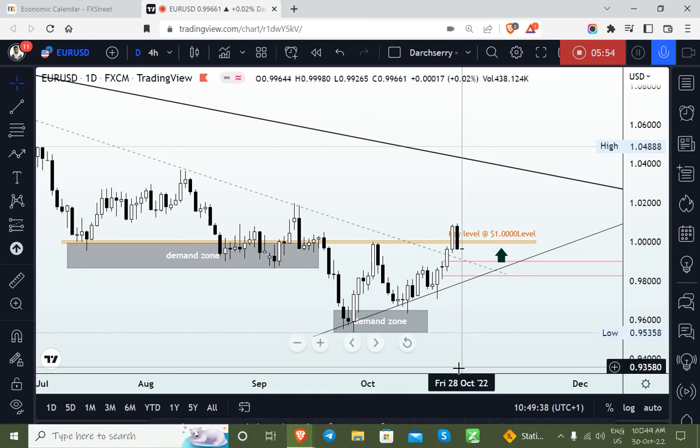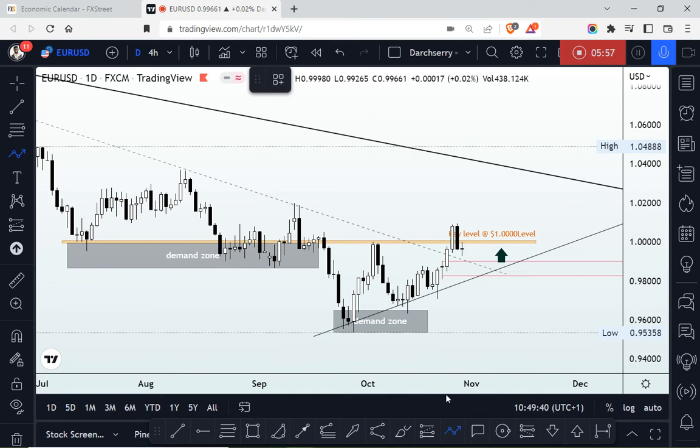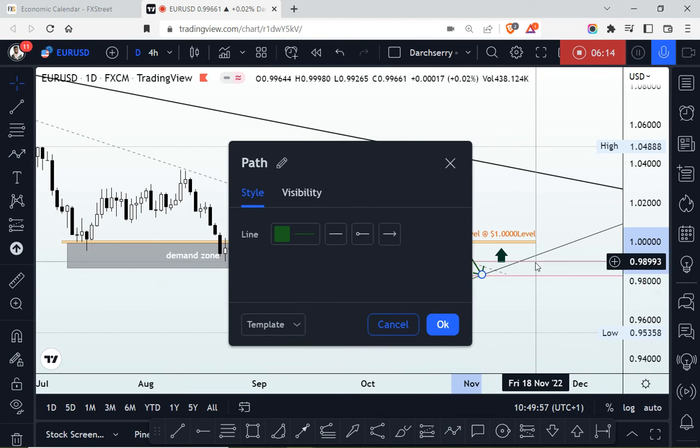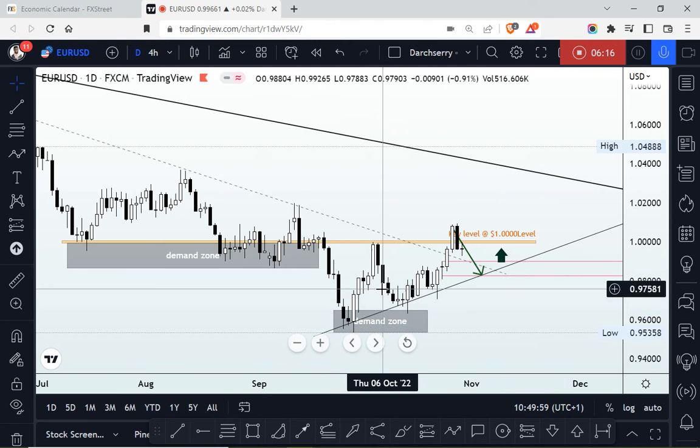And then the second scenario is a situation where I want to be looking forward to price coming into that bullish trend line that I have here. We have this bullish trend line after connecting this series of, let me show you quickly what I mean by this bullish trend line here.